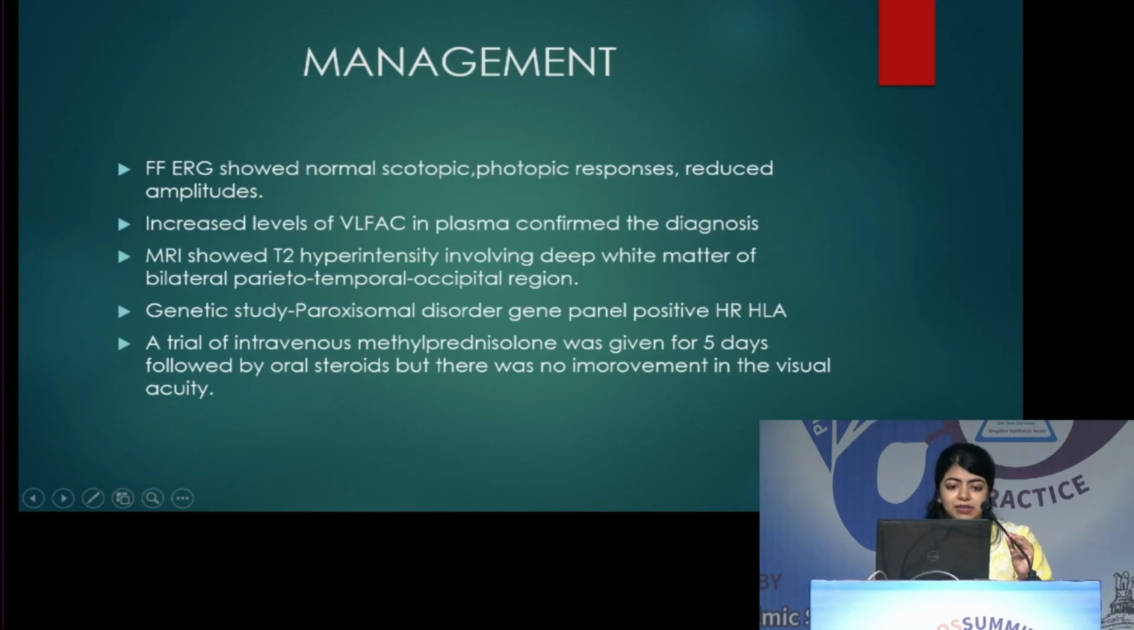The investigation done was a full field ERG, which showed normal scotopic and photopic responses with reduced amplitudes. There were increased levels of very long chain fatty acids in the plasma, which confirmed the diagnosis. The MRI also showed T2 hyperintensity involving the deep white matter of the bilateral parieto-temporal occipital region. Genetic study also confirmed the peroxisomal disorder in the gene panel. For treatment, a trial of IV steroids was given for 5 days, followed by oral steroids, but there was no improvement in the visual acuity.